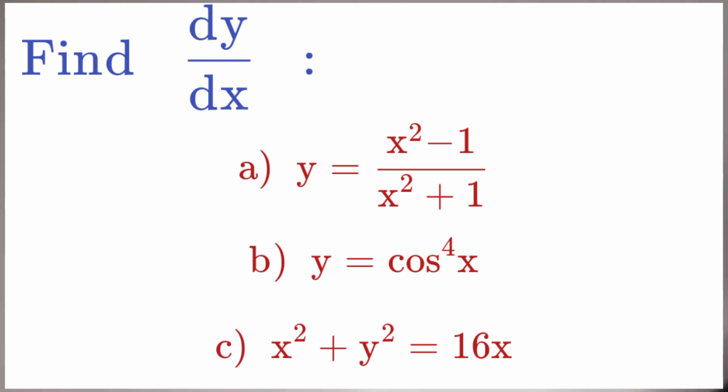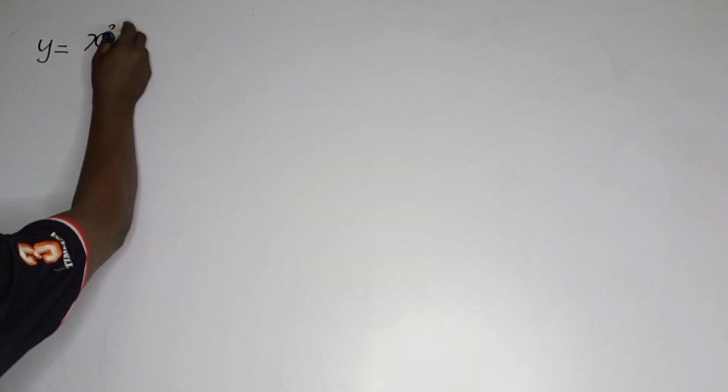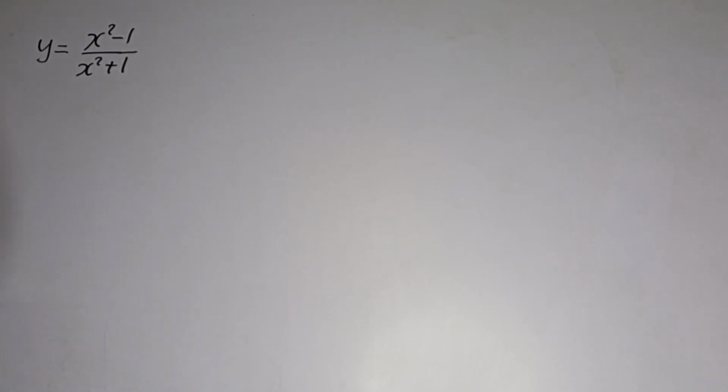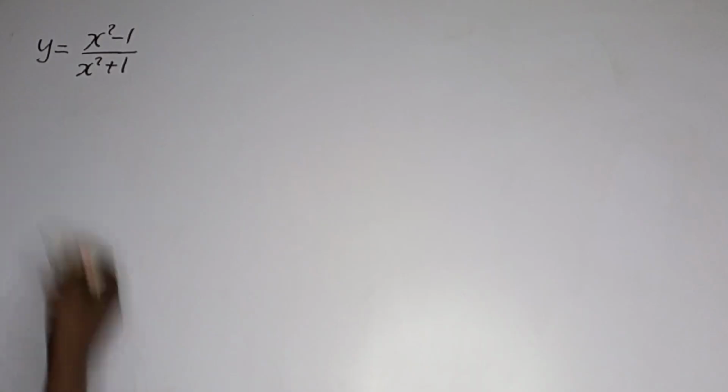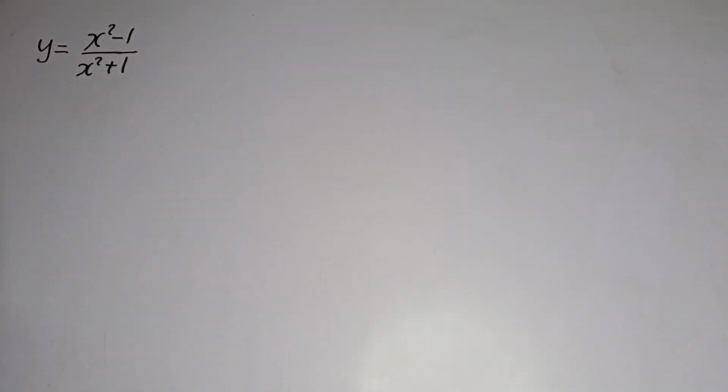Okay, so let's start. The first function, y equals x squared minus 1 all over x squared plus 1. Now, if we look at this function, it is a rational function. There is a numerator and there is a denominator. So the method says we should use the quotient rule.